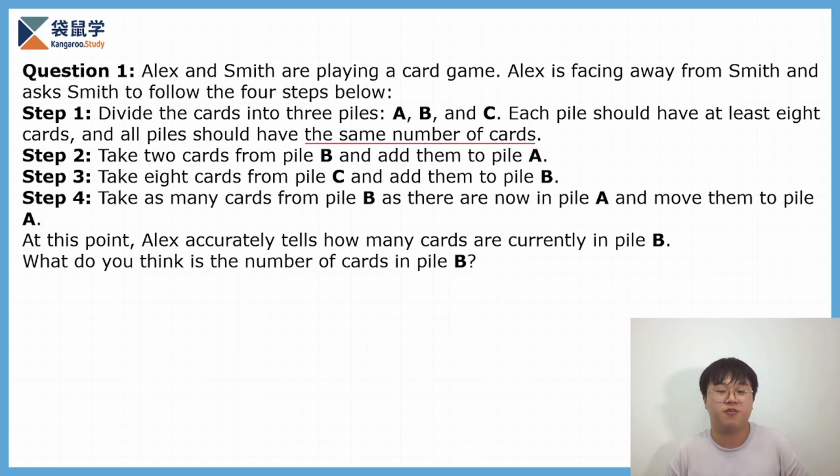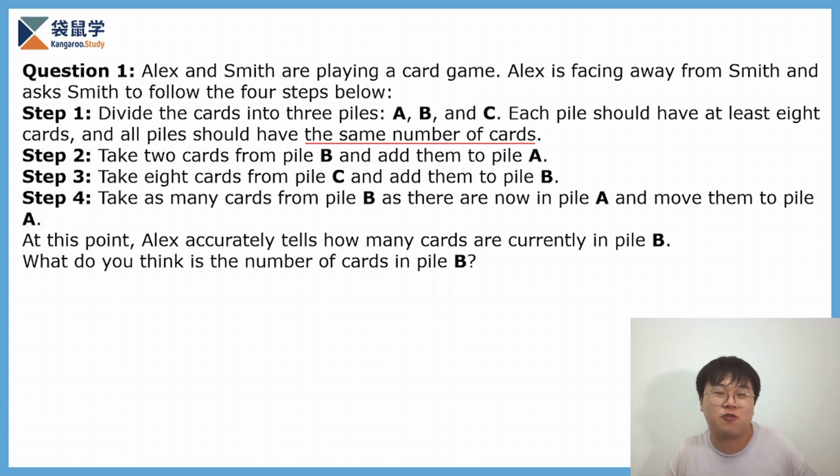So, important information here. Step 2. Take 2 cards from pile B and add them to pile A. Step 3. Take 8 cards from pile C to pile B. And step 4. Take as many cards from pile B as there are now in pile A and move them to pile A. At this point, Alex accurately tells how many cards are currently in pile B. So, Alex can do it. What about you? Can you tell me the number of cards in pile B?